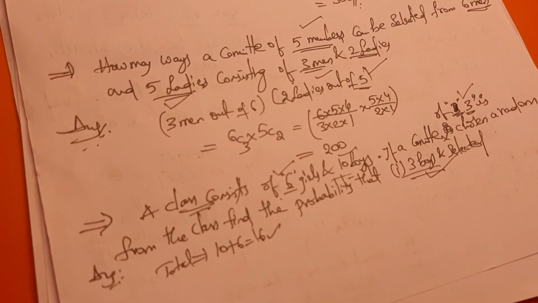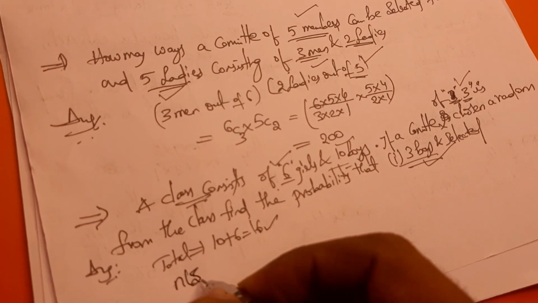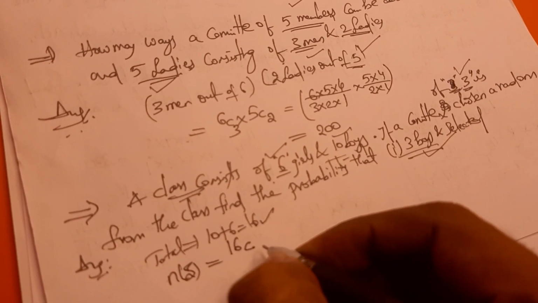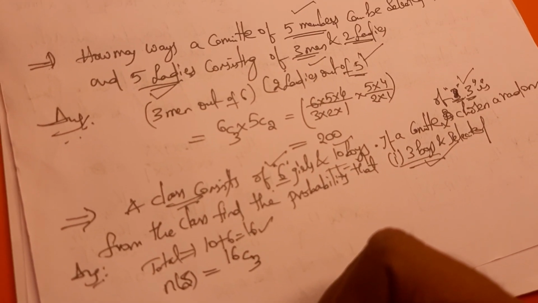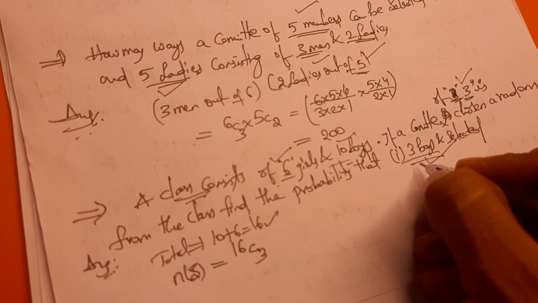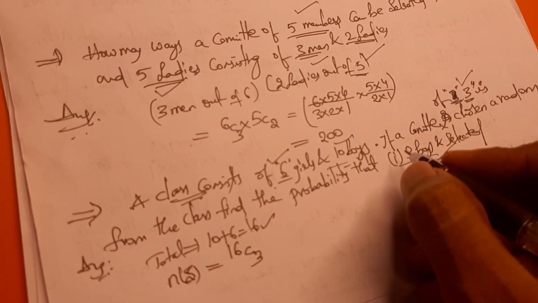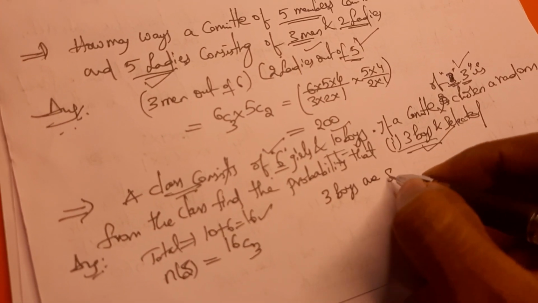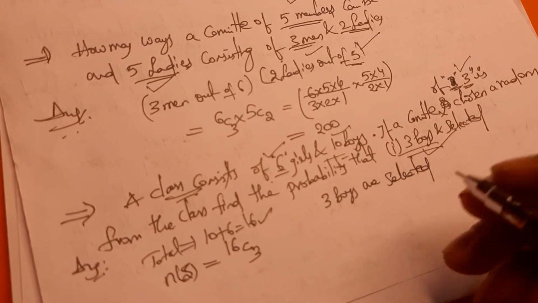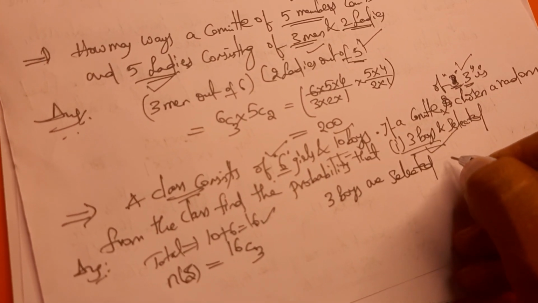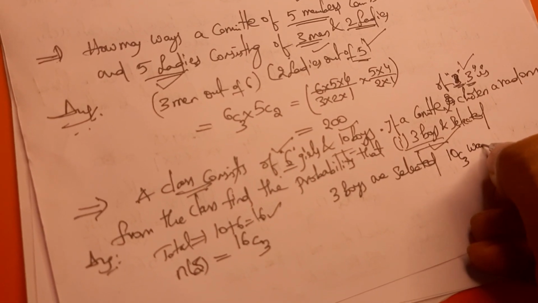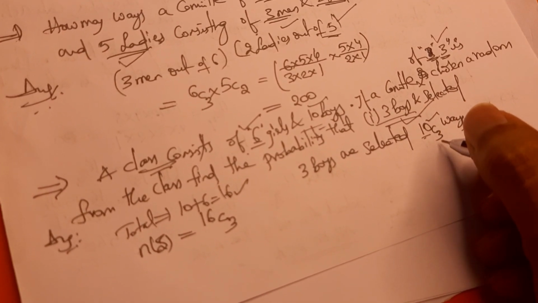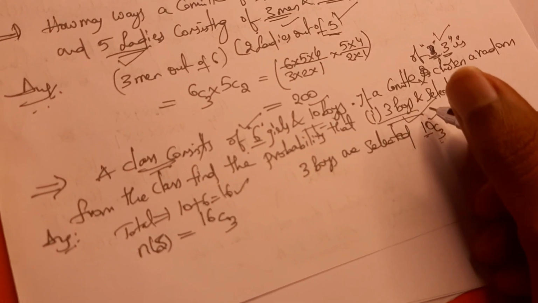So here, if you want to select, n of S is choosing from the total of 16, where I have to select 3 members, that will be 16C3. Suppose the question asks for 3 boys to be selected. If I take 3 boys selected, that will be done in 10C3 ways, right? 10 is the number of boys, that will be 10C combinations and 3 is our favorable case. That will be 3 boys get selected.